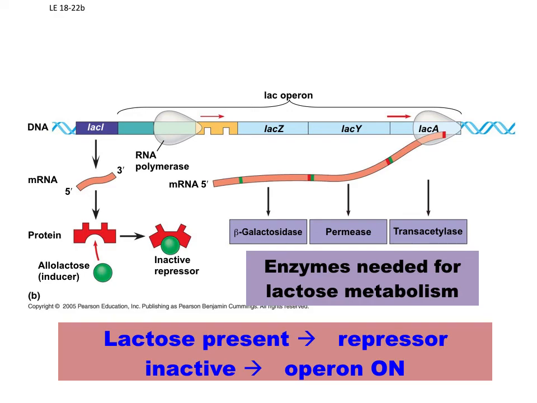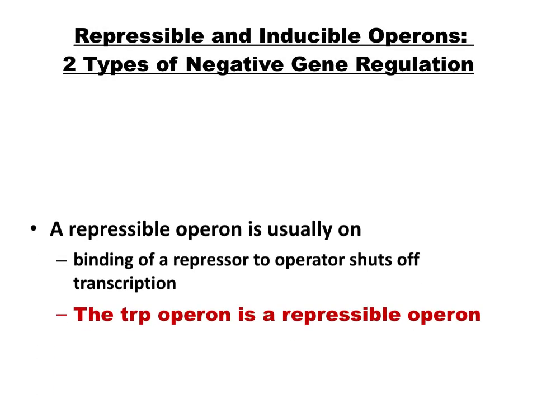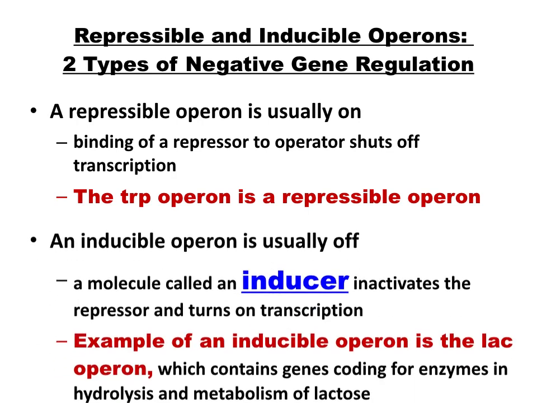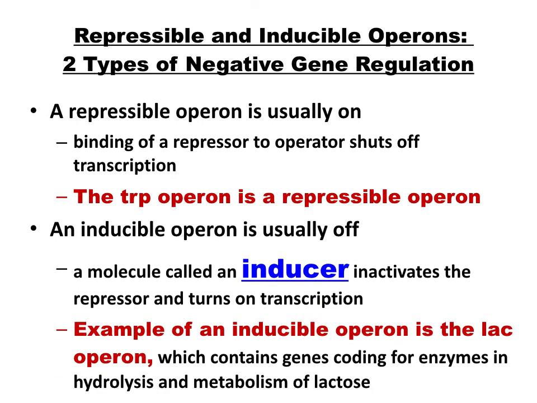Okay, so both of these are types of negative gene regulation. They're both considered negative regulation because the active repressor protein keeps transcription from happening. So in both cases, when there is a repressor protein bound to the operator, which is part of the DNA, transcription is blocked.